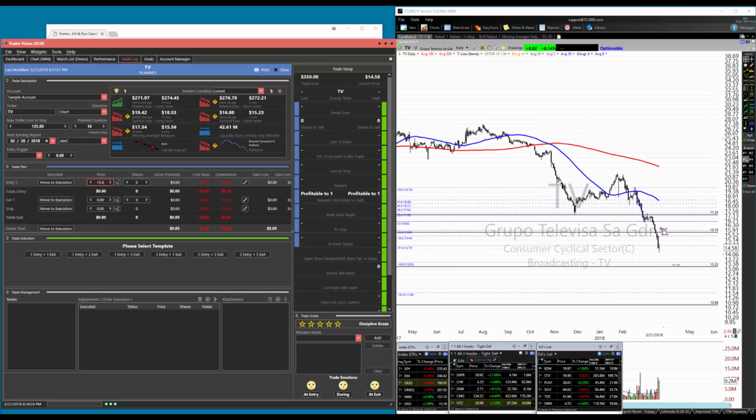And our stop is up here at about 1605, and our first target is down here at about 1335. It says we can do 277 shares. I think that's going to be way too much, but let's do 200 and see what that says. Wow, that's 9% of the account. That's not going to work.